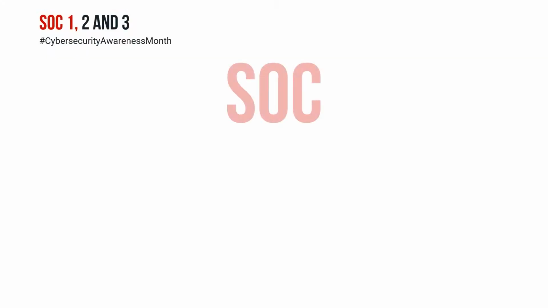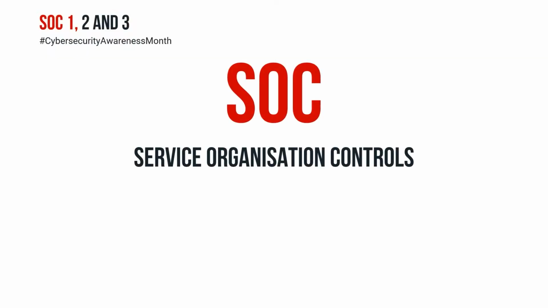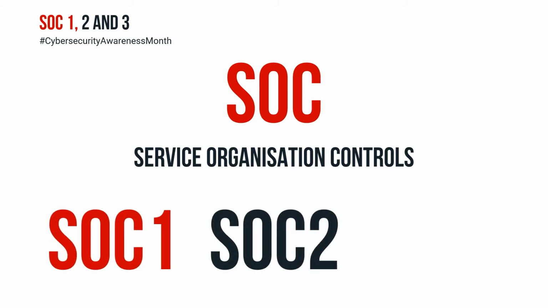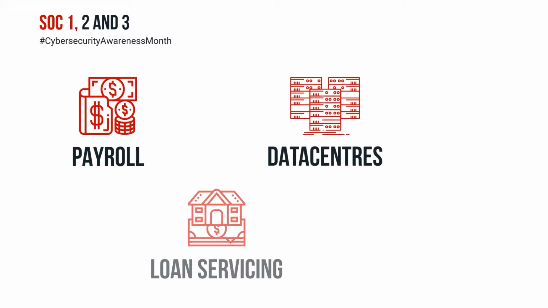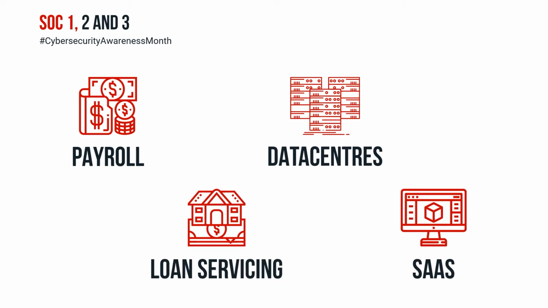I'll start by saying SOC stands for Service Organisation Controls. And there are three different types: SOC 1, SOC 2 and SOC 3. SOC 1 first. SOC 1 reports are for service organisations that can impact a customer's financial reporting. Some examples of these service organisations are payroll companies, data centres, loan servicing companies, and SaaS, software as a service companies. A SOC 1 report is based on the controls these companies have in place to ensure the data used by the customer, directly or indirectly, does not negatively impact their financial reporting.